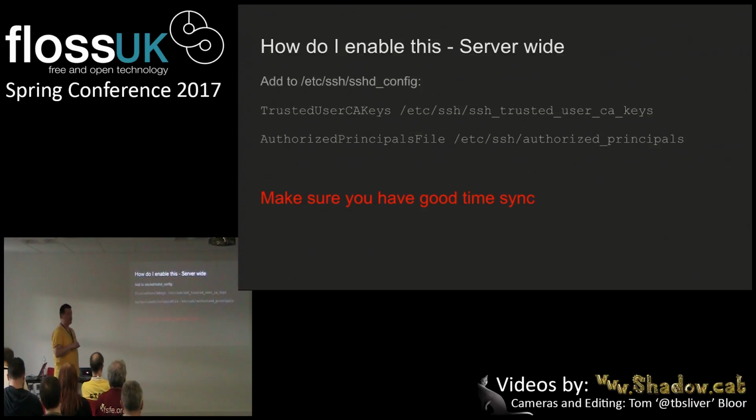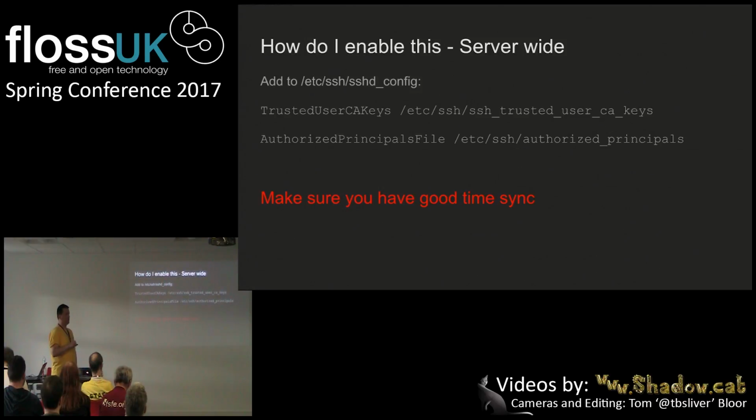So how do you enable this? Are people keeping up? Am I too quick? Okay. You add this to your SSH config. You add this. Trusted authorized principals is who can log in with a certificate. If it's not there, anybody can log in, and it's enforced by the certificate.